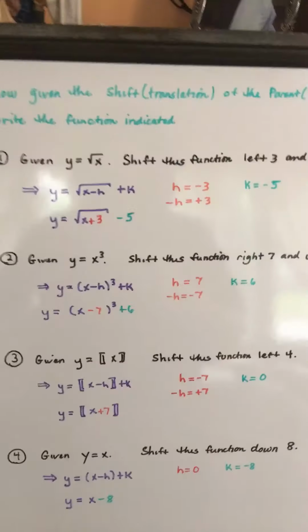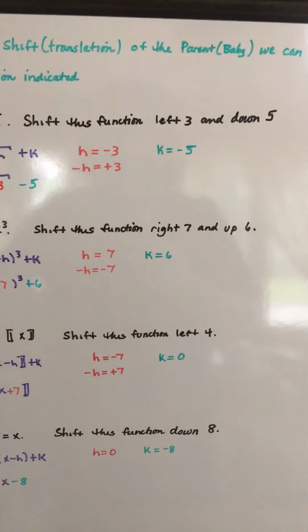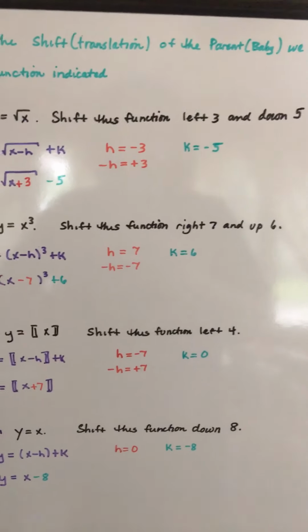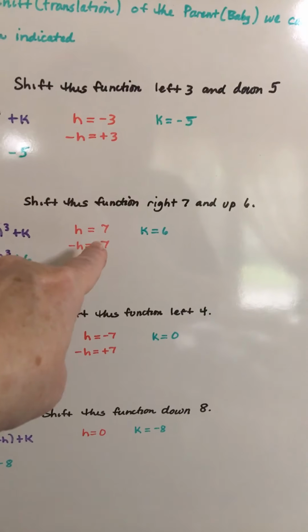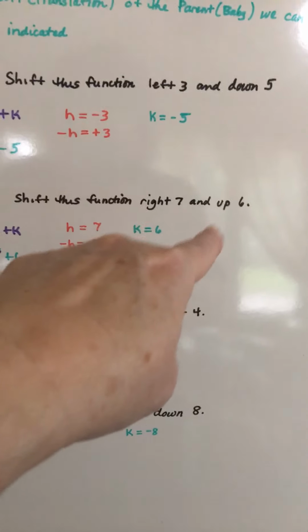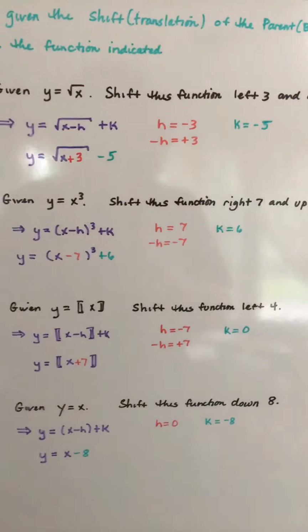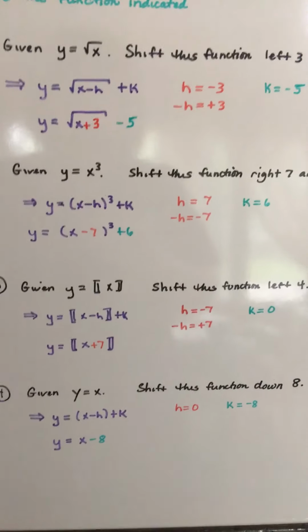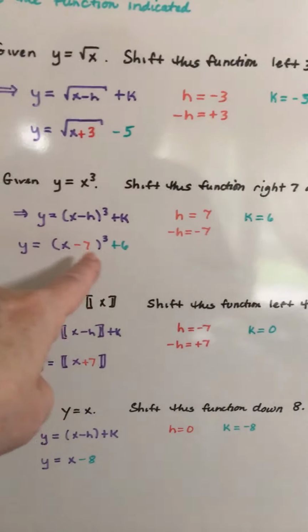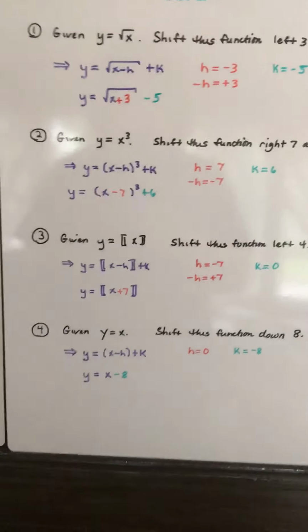Y equals x cubed, and I want to shift right 7 and up 6. So negative h is negative 7. So inserting in the formula, notice whatever h was, I want the opposite. Whatever k is, I end up keeping it.